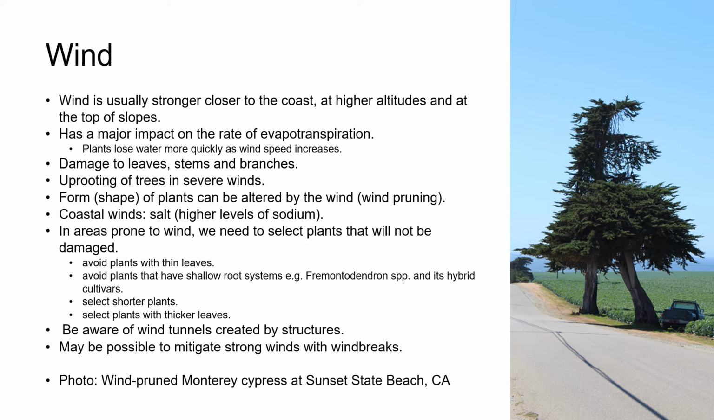The form or the shape of plants can be altered by the wind. This is often evident at the coast, where plants may be lower growing than they would be in more sheltered areas inland, and this is often referred to as wind pruning. It's also evident in subalpine and alpine ecosystems, and some of you may have seen the windswept contorted forms of bristlecone pine and white pine, for example, in the High Sierra.